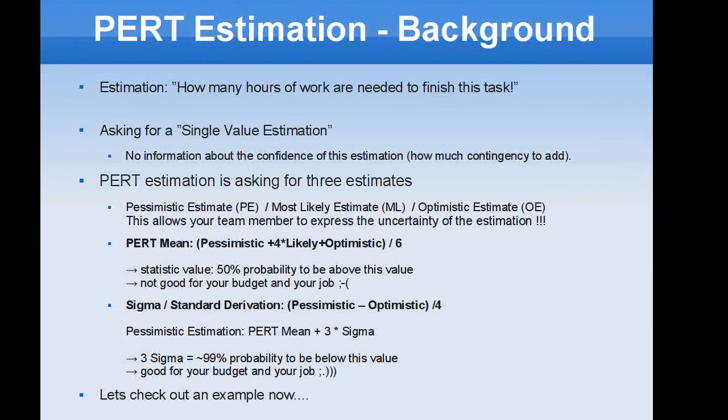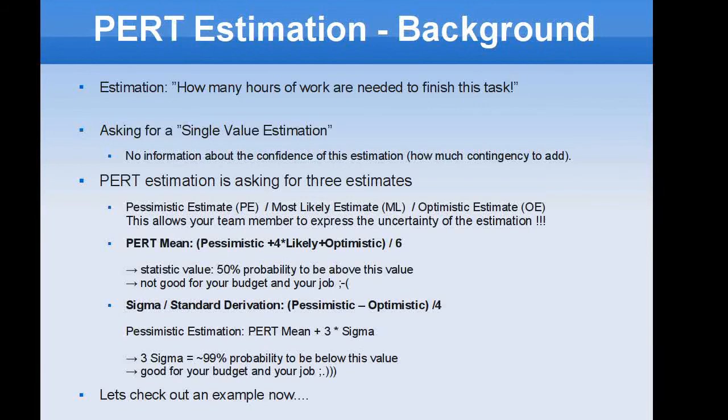The next value we want to discuss is the sigma, or called standard deviation. It's the pessimistic value minus the optimistic value, divided by 4. If you take this value and add it to the PERT mean, you get the pessimistic estimation. This again is a statistic value. It's called 3 sigma and means if you apply this value, you have a 99 percent probability to be below this value in your estimation. I think with this budget you're fine, so that's good for your budget and good for your job.